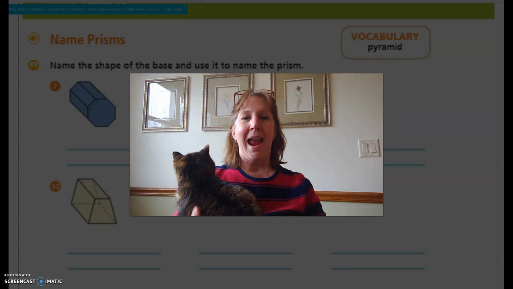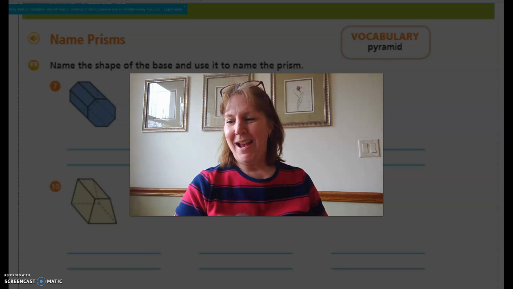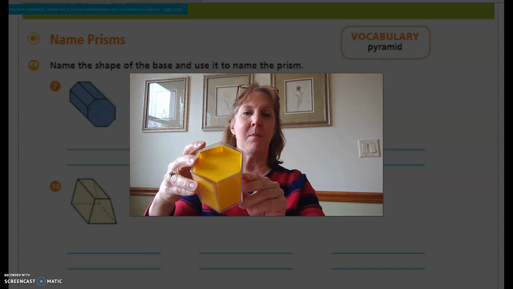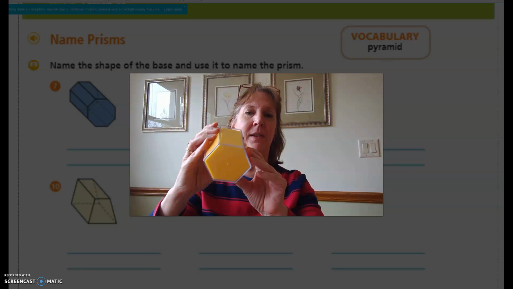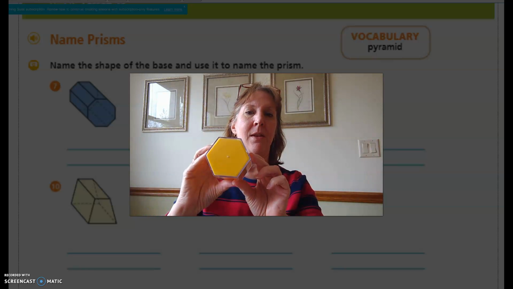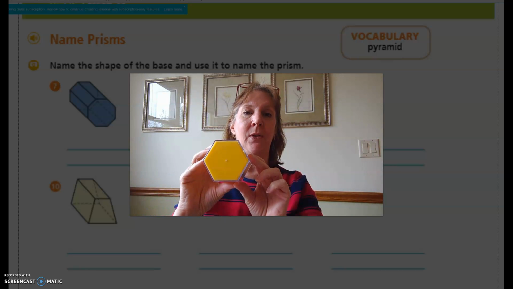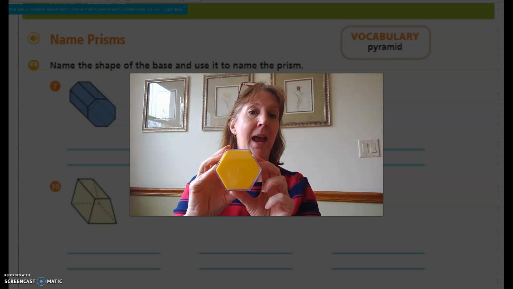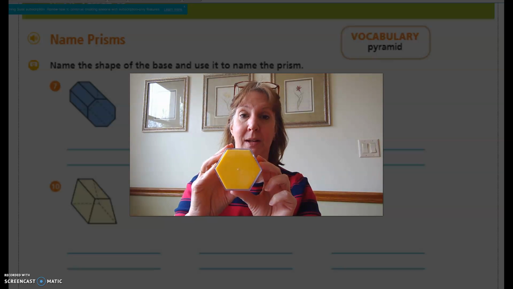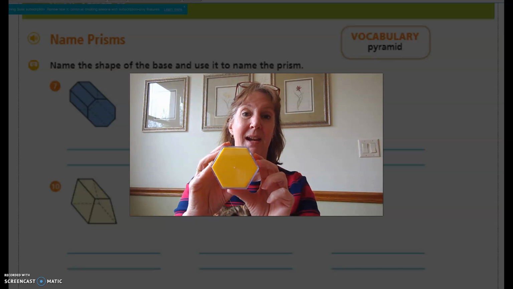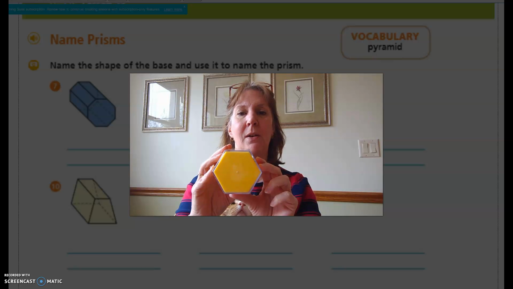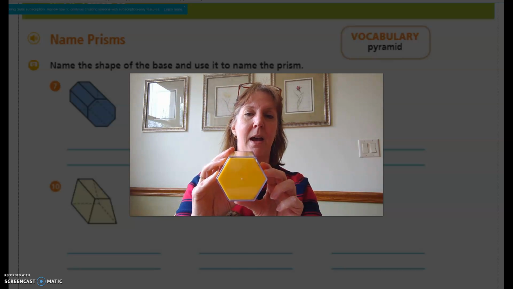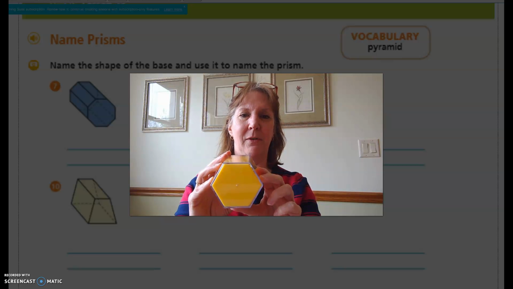Okay, so as you learned yesterday, prisms have the same base as they do the top, and they're named by their base. So this prism has 6 sides, so it's hexagonal. Hexagon is 6, remember? And you just add the AL on it. Now yesterday in the video they said hexagonal based prisms. You don't have to have the word based in your answer.